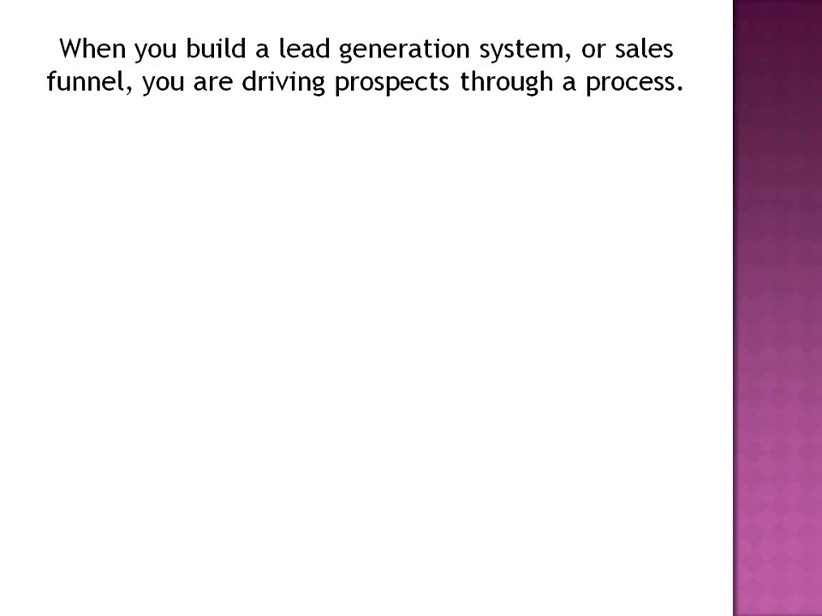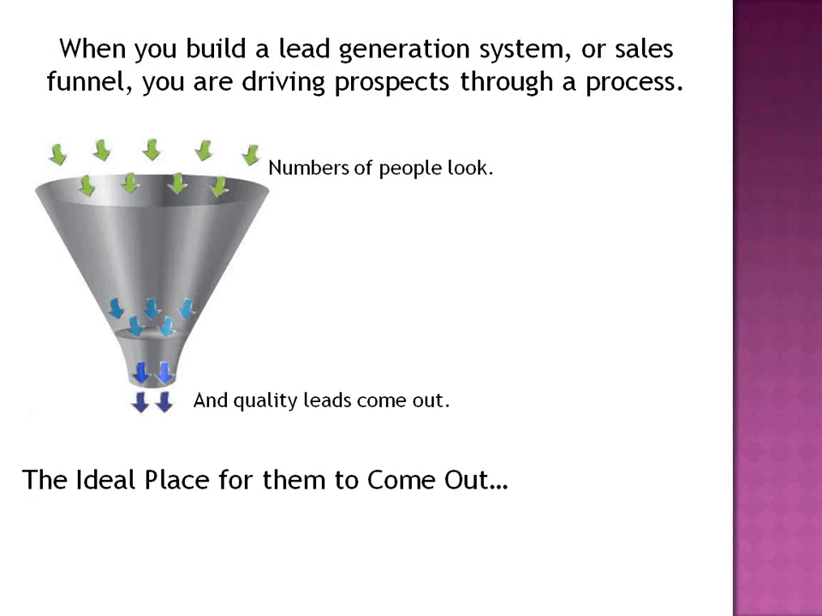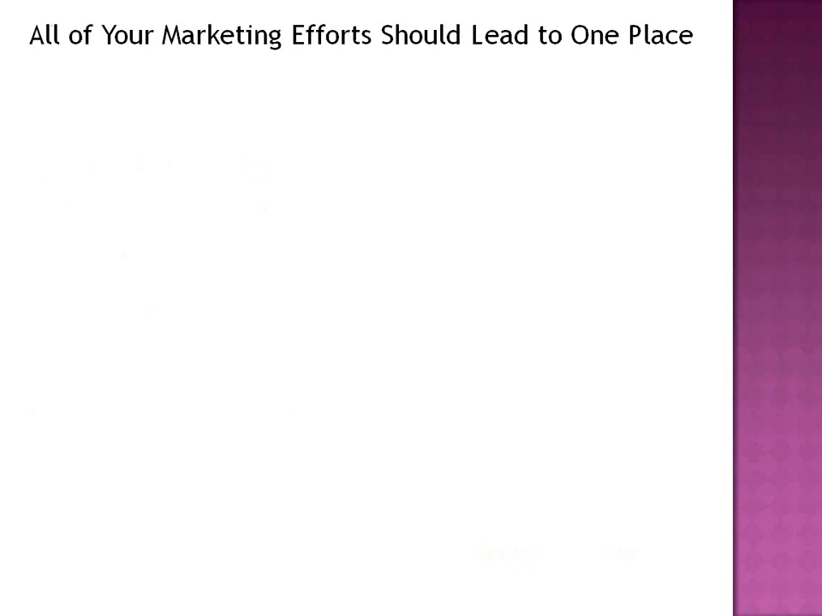So when you build a lead generation system or a sales funnel, what you're doing is you're driving prospects through a process. You want a bunch of people to look at what you put out there on the internet and put them through a bit of a filtering process, and you want to have quality leads come out the other end. Now the ideal place for them to come out is your blog, because that's where really they're going to find out who you are.